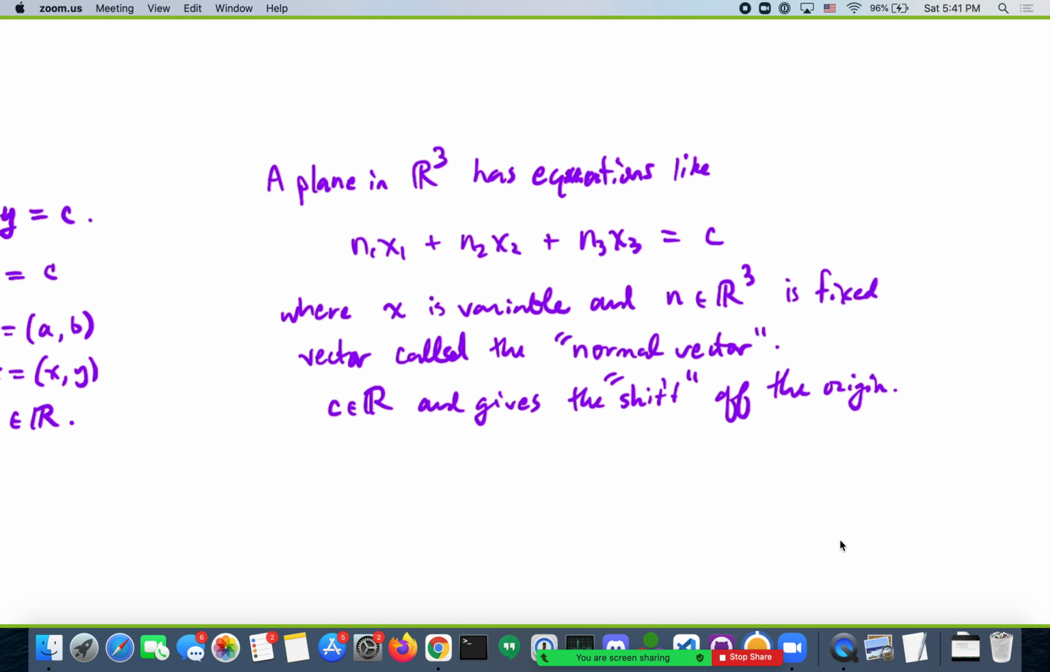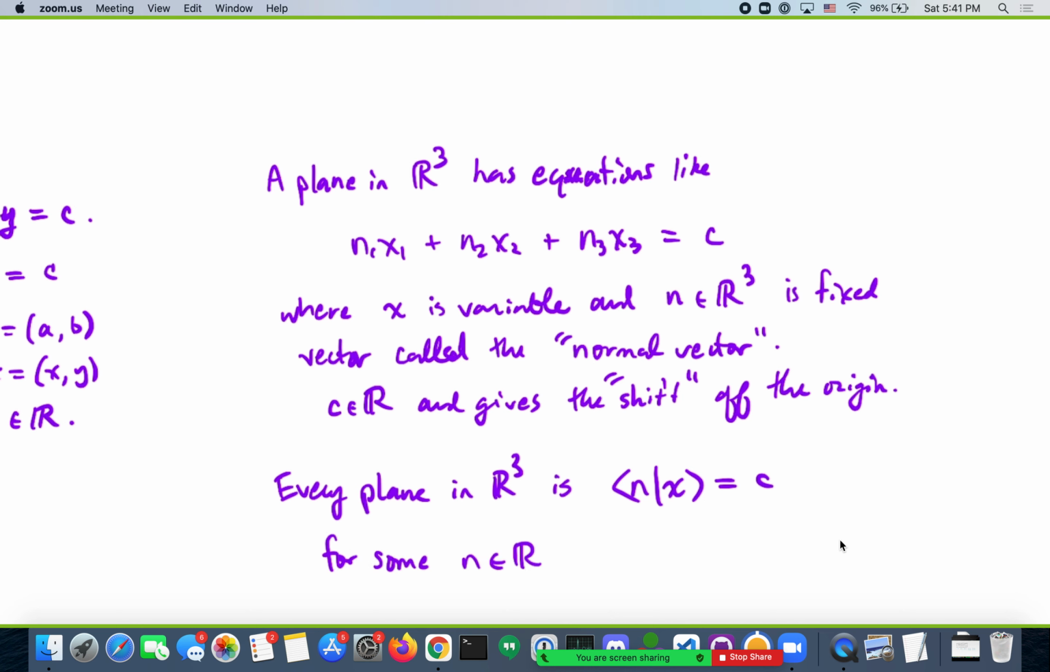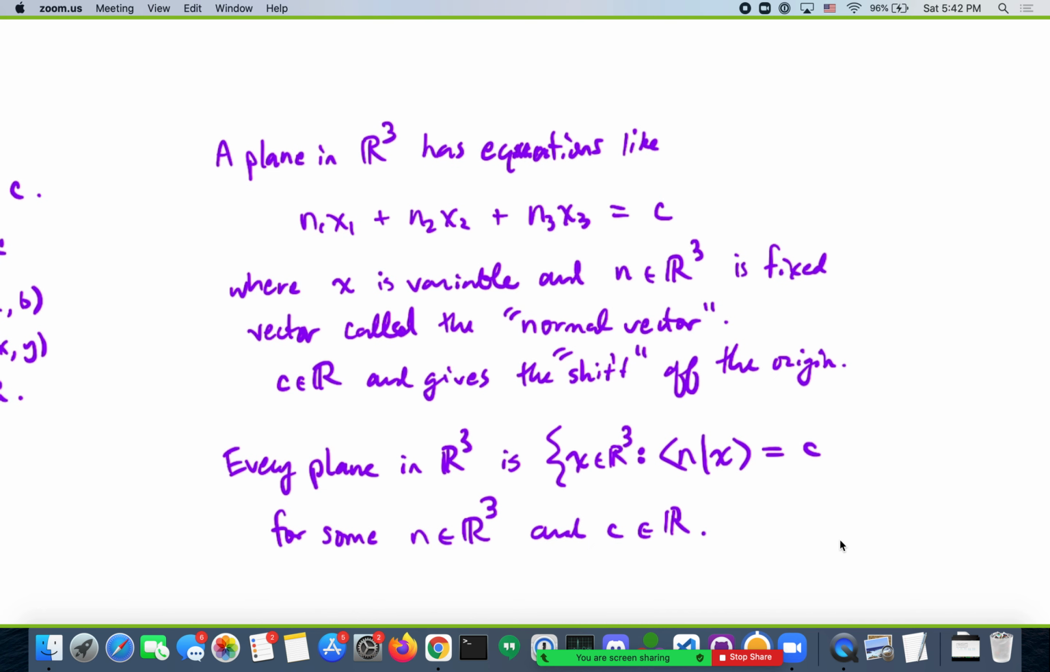Okay, and because of the dot product, we can say that every plane in R3 is n dot x equals c for some n in R3 and c in R. And really, what I should say here is that the plane is the set of all x's in R3 such that n dot x equals c, where n is some vector and c is a real number.